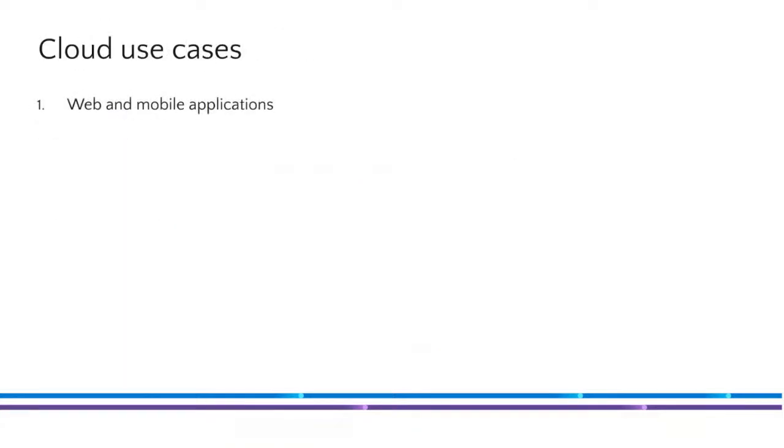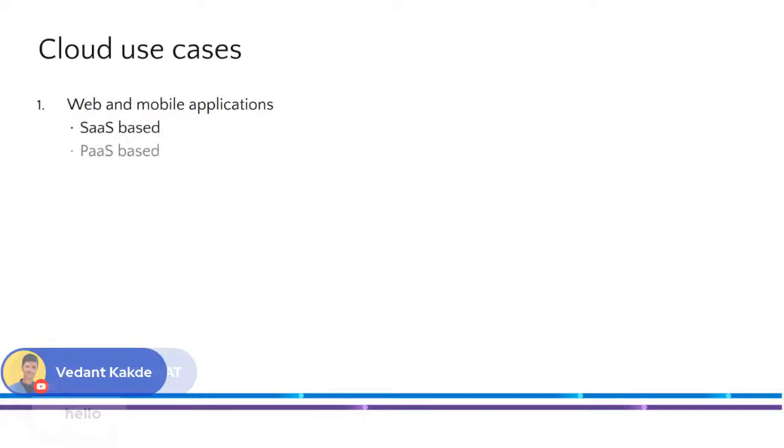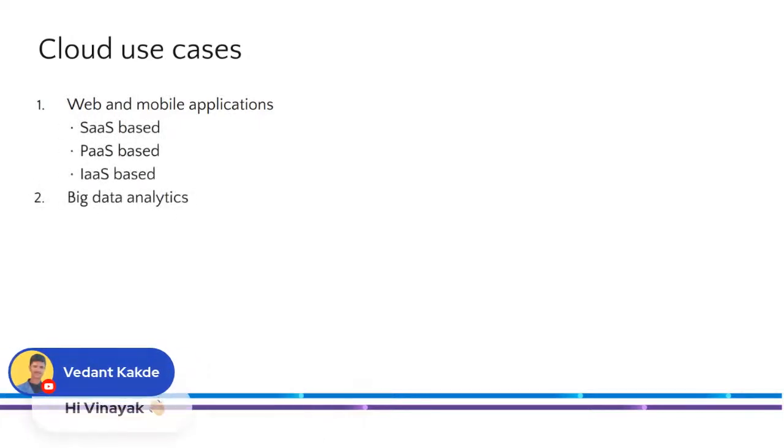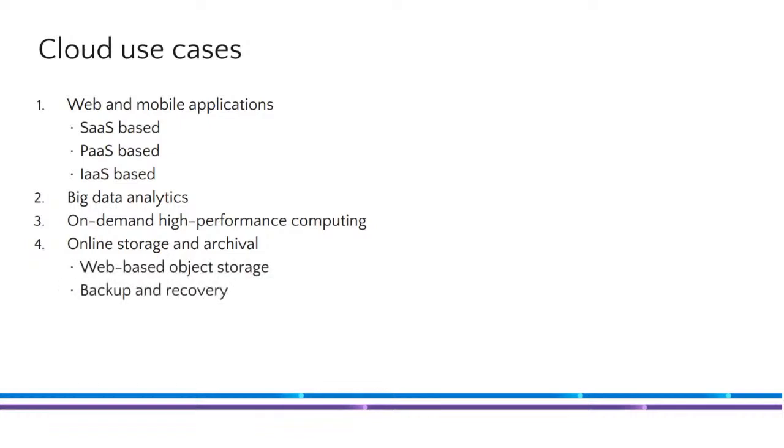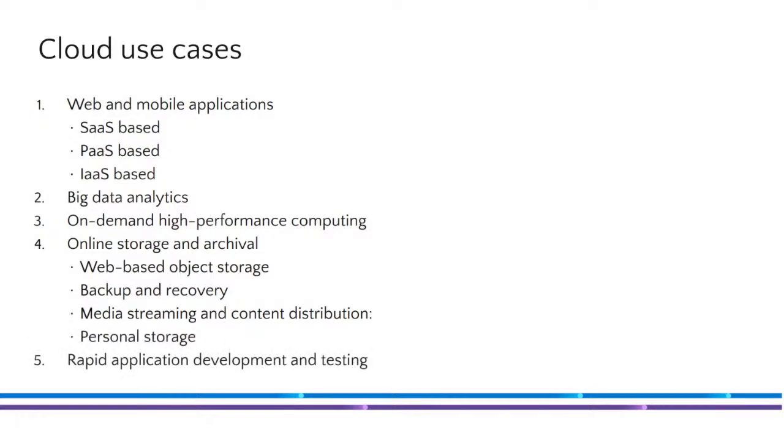Now, cloud use cases. Web and mobile applications, again great, which are SaaS based, PaaS based, IaaS based, and it's literally everywhere, you can say. Big data analytics is also there in the cloud. On demand high performance computing, for those who didn't know about this one, is basically used for parallel computing, parallel processing computing, PPC, and basically high performance computing is there on demand when you need to process the whole data in a very regular fashion. Cool. Online storage and archival, and if you want to give online storage in a virtual form, you can give web-based object storage, backup recovery, media streaming and content distribution, personal storage, and last but not the least, rapid development and testing.